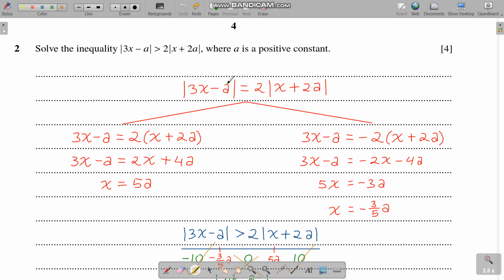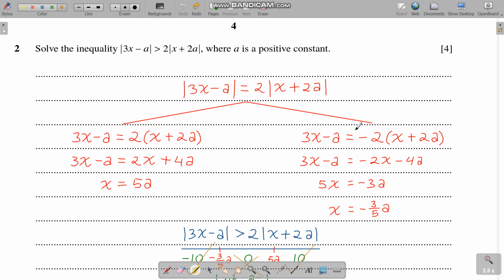To solve this equation, because we have absolute value on both sides like this, we can just leave one side always positive and the other side positive or negative. So the left side is always positive, on the right side could be positive or it could be negative. So there's a negative here.